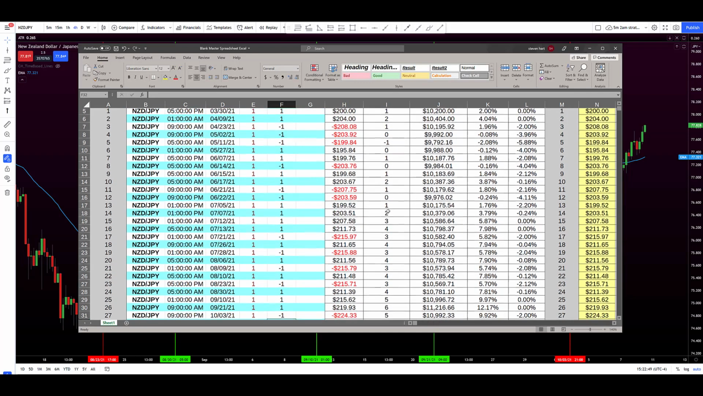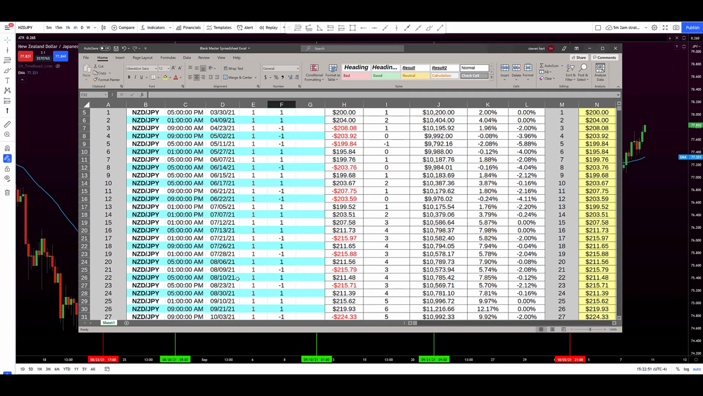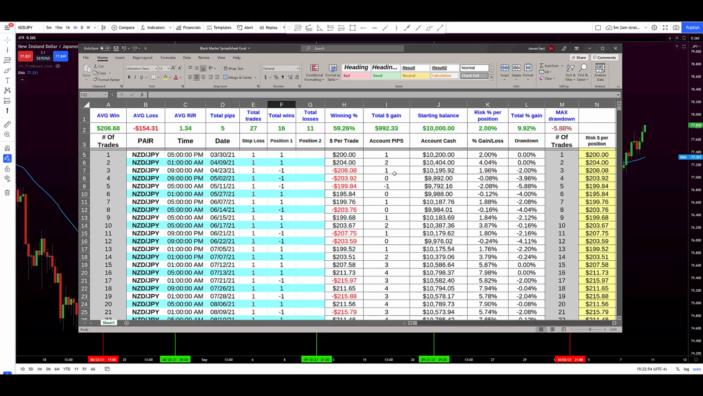Awesome. Now we have all of our data for the New Zealand yen for the past 6 months in our spreadsheet. We can see that we ended up with about a 60% chance to win throughout these trades specifically, which is really cool. That's a great thing to see. We had almost a 10% total gain with about a 6% drawdown. I'm completely comfortable with those numbers.